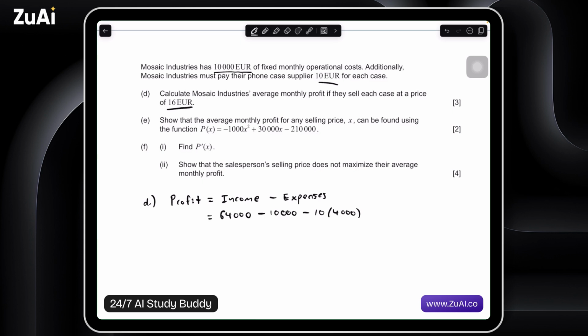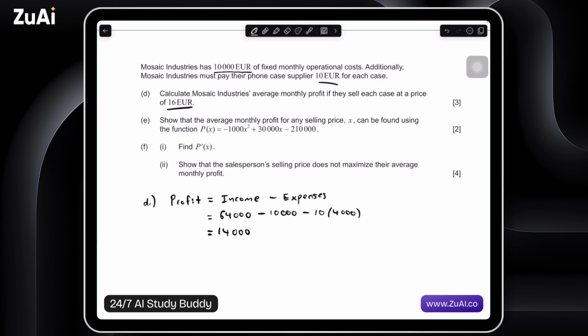So 64,000 minus 10,000 minus 40,000. And this will give us a value of $14,000.